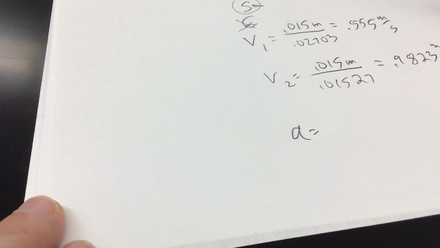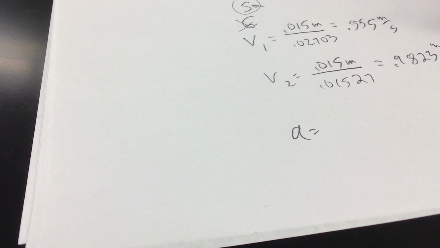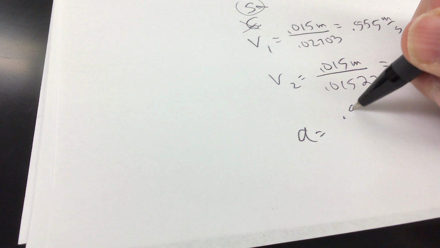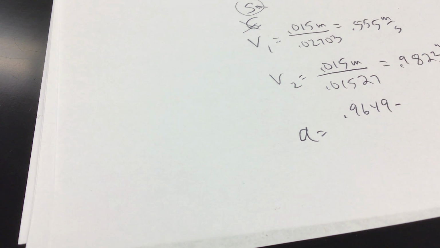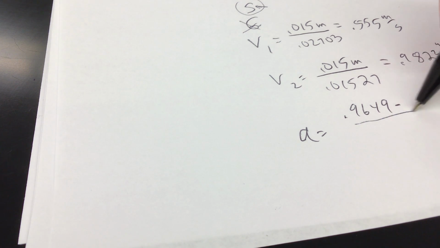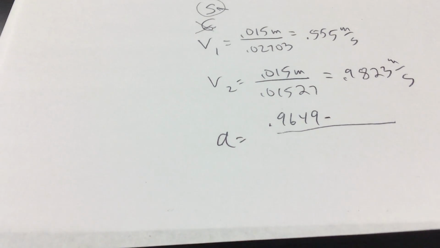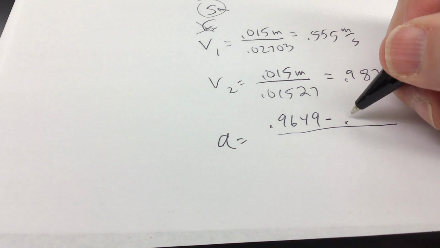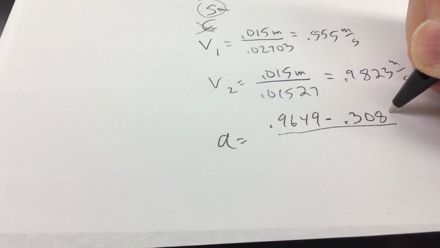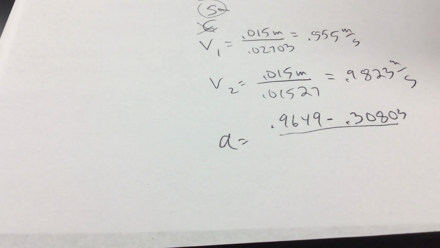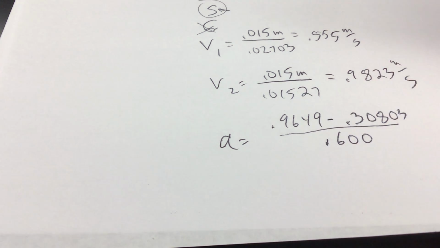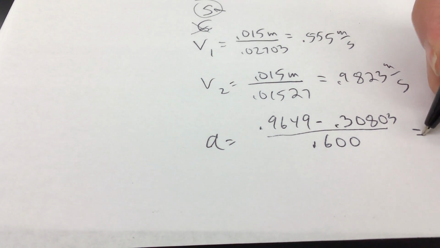The acceleration then would be v2 squared, so 0.9823 squared. I'm just going to write it out. Of course, as long as you use parentheses, you can put it in your calculator. If you put it all in at once, just make sure you use parentheses because I see lots of people making errors typing these things in. And then on the bottom, it's 2 times the distance. The distance is 0.3 meters. Multiply that by 2, and from the formula you get 0.6.